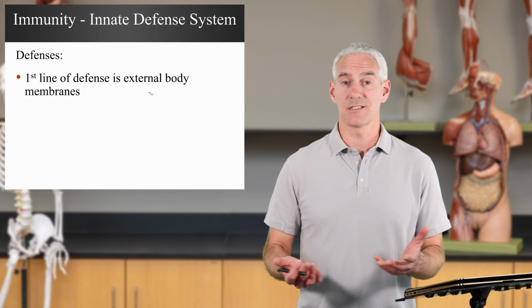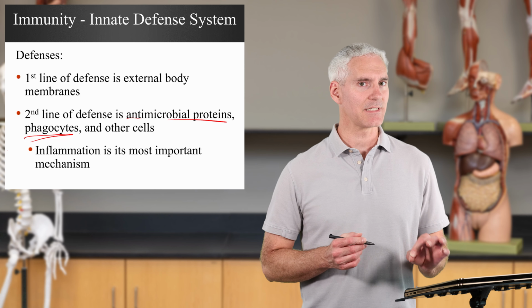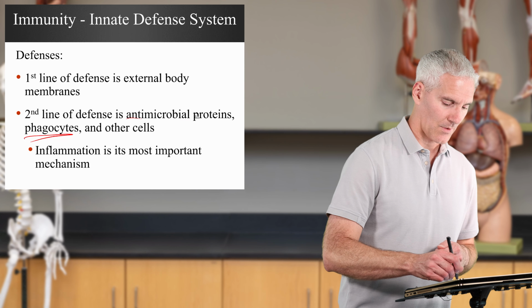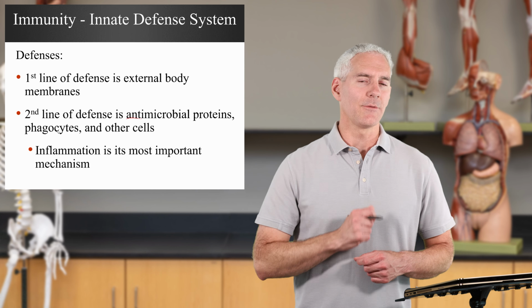Second line of defense, things like antimicrobial proteins, various different phagocytic cells, and pretty much any other cell that's just going to simply destroy. Now, again, not specific. This is innate. Inflammation also helps out here. Because inflammation, when you start to swell, it helps kind of contain things, keep things in a certain area. It also helps to bring in more of these cells. All right, first line, second line, both are innate.